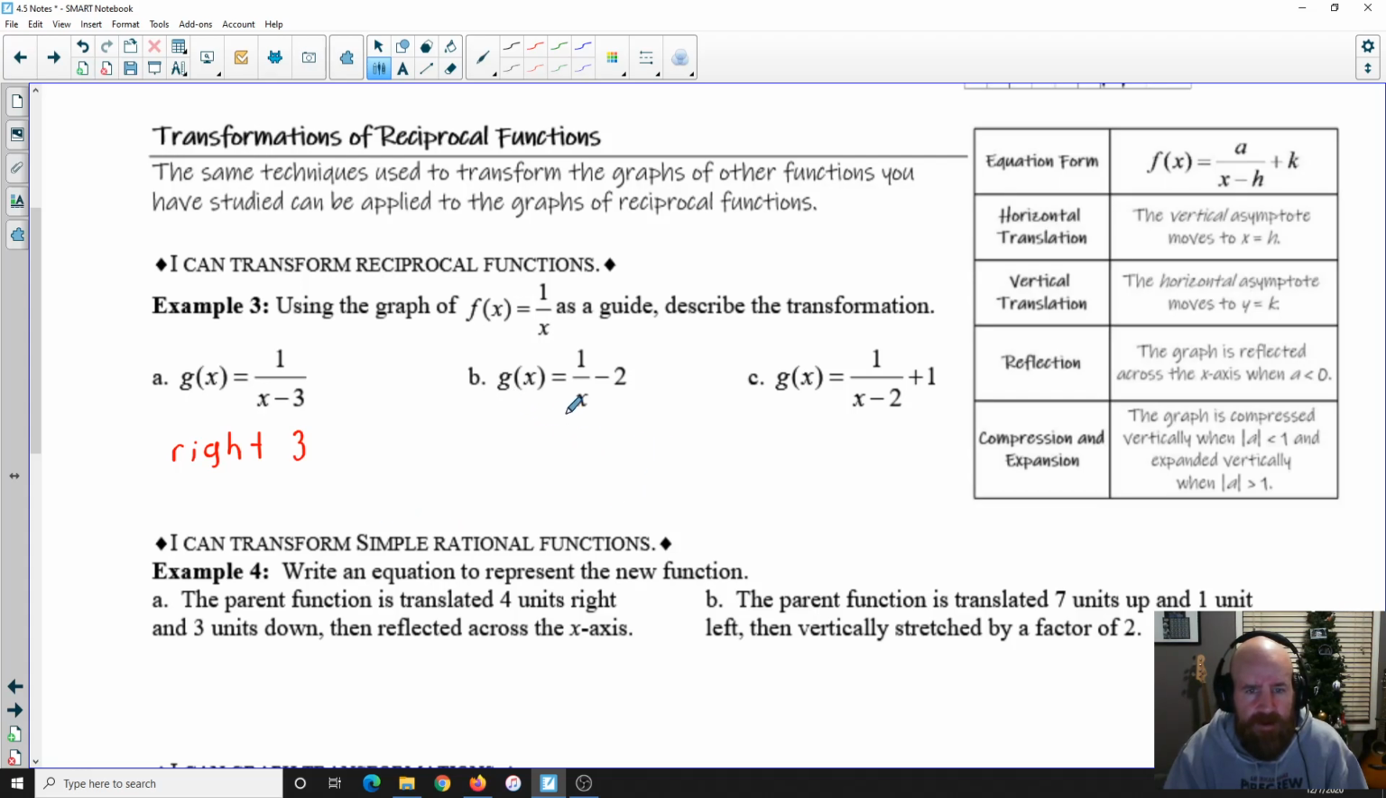This next one, what's different between these two? Well, the subtraction of 2 at the end, that is the k value. So we are going down 2. And then in this one we have two differences. We have subtraction of 2 on the bottom and then plus 1 on the end here on the outside. So we're going to the right 2 and down, or no, up, sorry, plus 1 would be up 1.